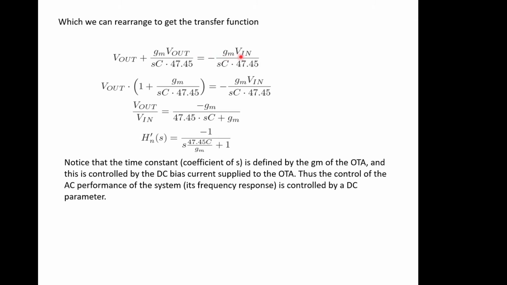Rearrange everything to get a transfer function, and we end up with a transfer function that looks like -1 over some coefficient of s plus 1, which we would recognize as a single pole function. And the value of this, the cutoff frequency of this pole, is given in this particular instance by 47.45 times C, whatever value of C was, capacitance, divided by GM, which we've got control over.